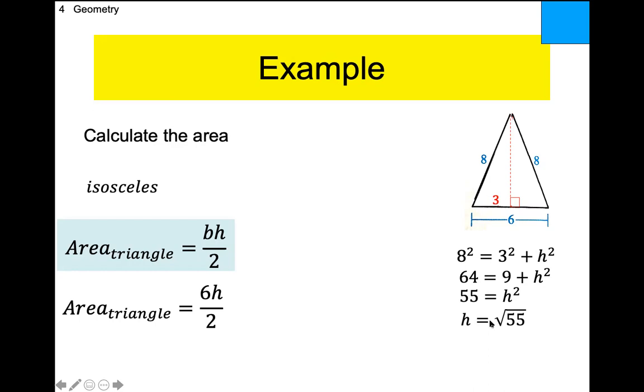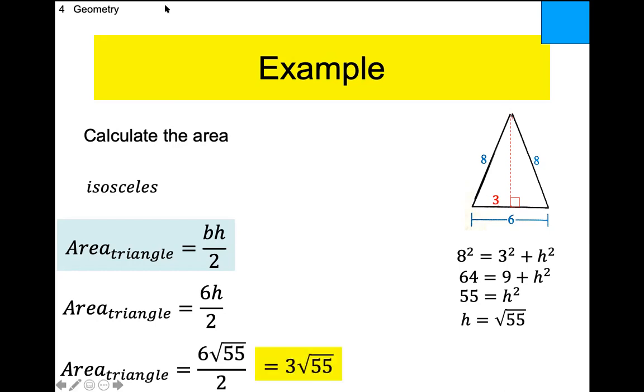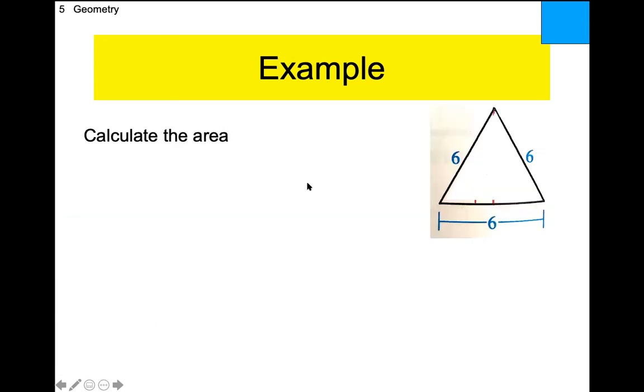So it's just 6 times the square root of 55 over 2. Reduce, and you would get 3 root 55. And that would be in square units. Very good. That was definitely more challenging today. Let's do another one.